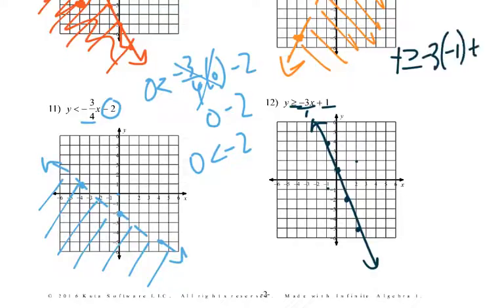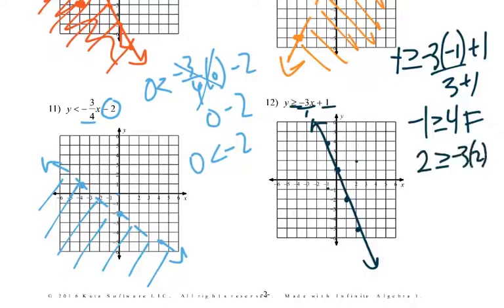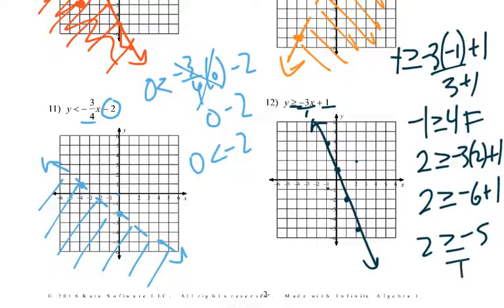So if I did -1, -1, we would get positive 3 plus 1, which would be 4. So -1 is greater than or equal to 4. That's false. If we pick 2, 2, we'd get 2 is greater than or equal to -6 plus 1, which is -5, which is true. So we shade this side. We do not shade this side.